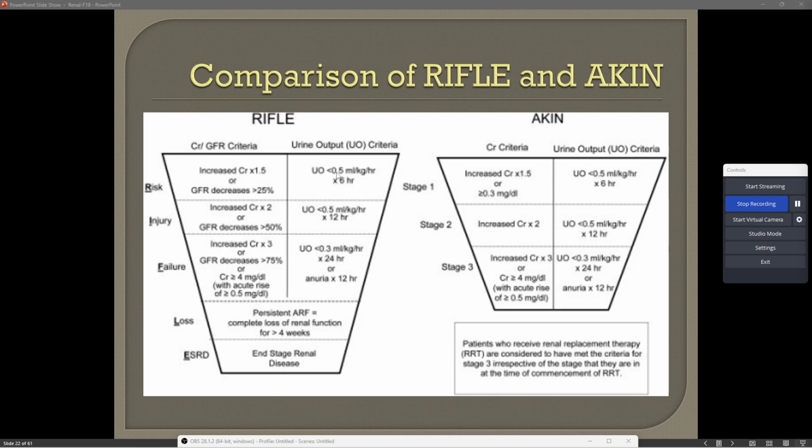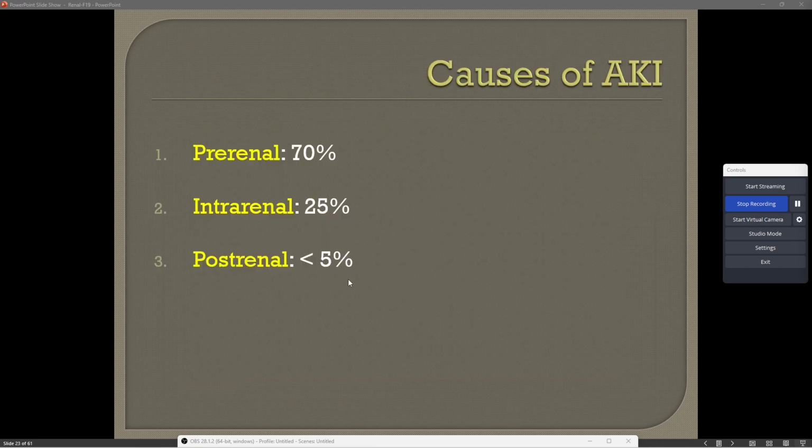I definitely would like you to at least know urine output decrease over 6 hours, less than 0.5 milliliters per kilogram per hour. At 12 hours, we're in injury now, still less than 0.5 milliliters per kilogram per hour. Over 24 hours, less than 0.3 mLs per kilogram per hour. So we actually lower the threshold. And after that point, you are in acute kidney failure, defined as acute kidney injury.